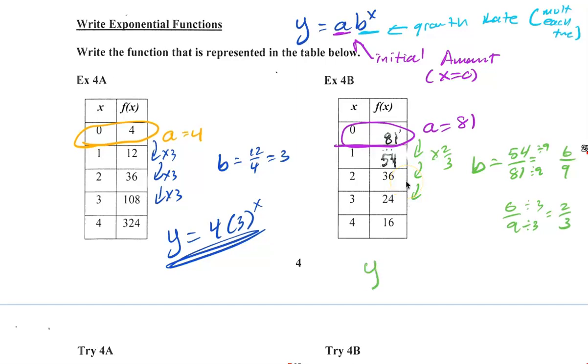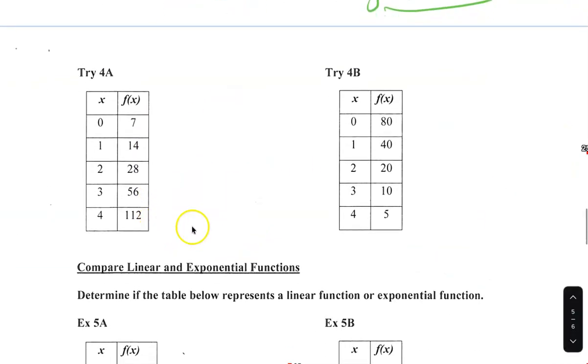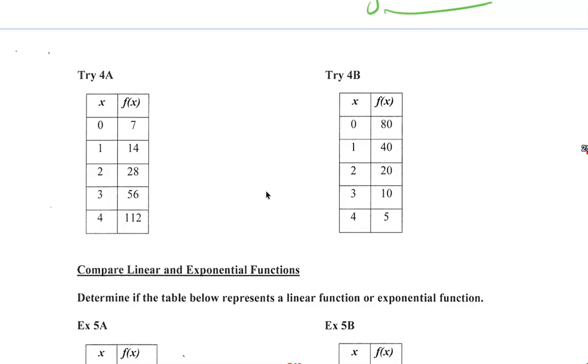So my equation here is going to be y equals A, which is 81, times B, 2/3 to the x. So this one's a decay, which makes sense. It's going down each time, it's decaying, while this one's a growth, it's going up each time. And if I was going to do a couple more just to show you, let's do it a little faster.